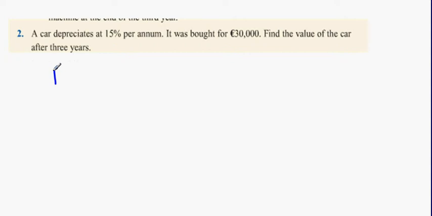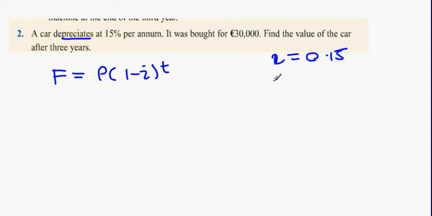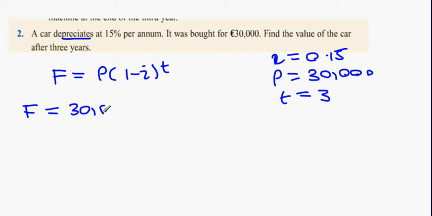So this one here is F equals P times (1 minus i) to the power of t. Because it depreciates, i equals 0.15, P equals 30,000, and t is 3 years, and we're looking to find the final value. So the final value is going to be 30,000. Now 1 minus i is 1 minus 0.15, which is 0.85, which means it's 85% of its old value every time, to the power of 3.